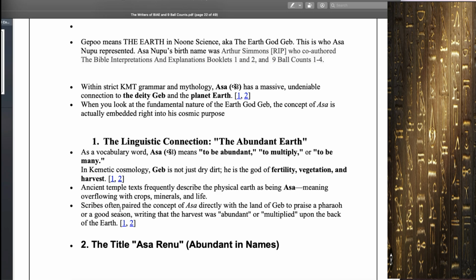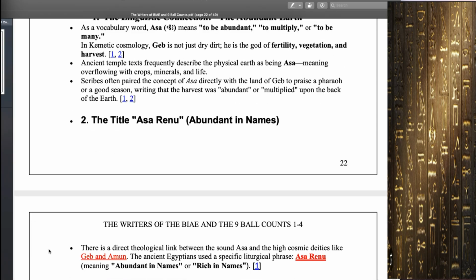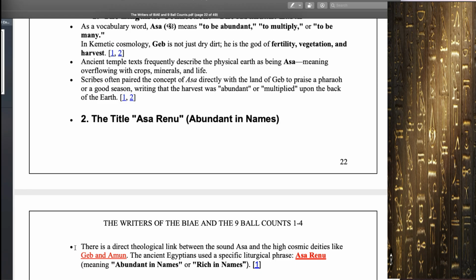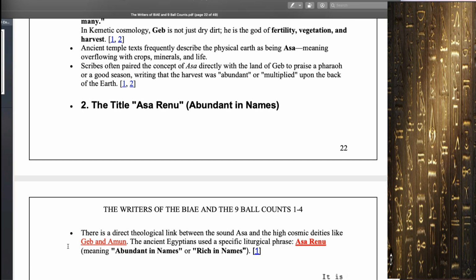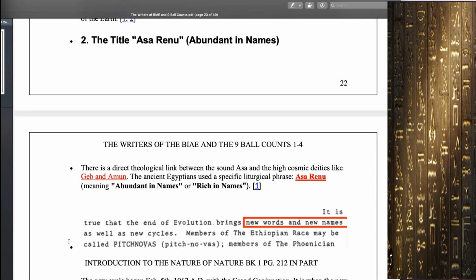Scribes often pair the concept of Asa directly with the land of Geb to praise a pharaoh or a good season, writing that the harvest was abundant or multiplied upon the back of the earth. The title Asa Reno, abundant in names: there's a direct theological link between the sound Asa and the high cosmic deities like Geb and Amun. Ancient Egyptians used a specific lyrical phrase, Asa Reno, meaning abundant in names, rich in names.